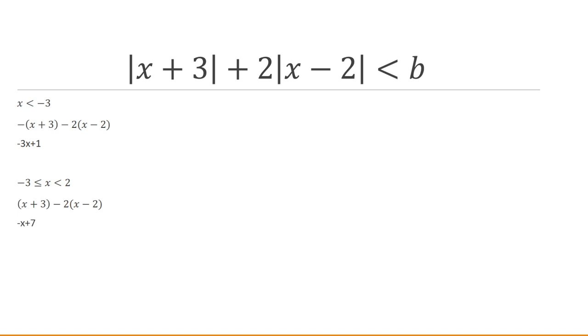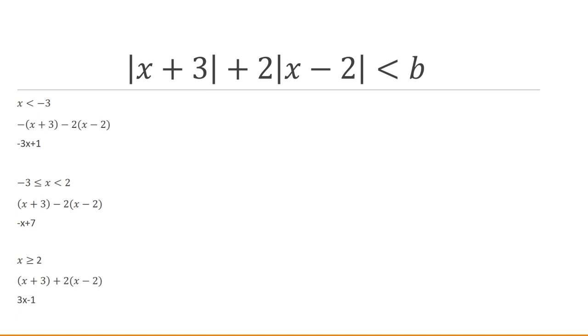The last case, I'm looking at when x is greater than or equal to 2. So whether I plug it into x plus 3 or x minus 2, I'm always going to get a positive or non-negative number. Therefore, I could just remove the absolute values. I get x plus 3 plus 2 times x minus 2, and when I simplify, I get 3x minus 1.